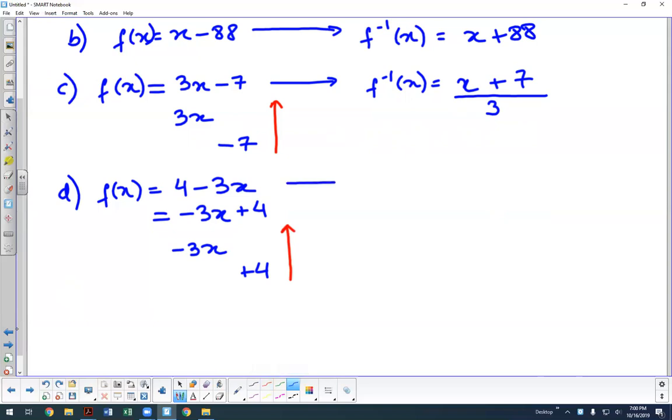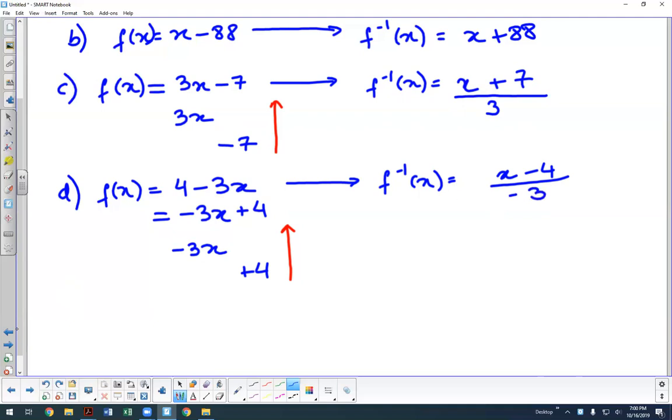So for the inverse function, start out with your x first. That's always going to be your starting point. Now go in the opposite order. So where do I start first? And what do we do with the 4? Right. So since you're adding it in the original function, in the inverse function you are going to subtract it. And then since we multiplied by negative 3, we're going to divide by negative 3.